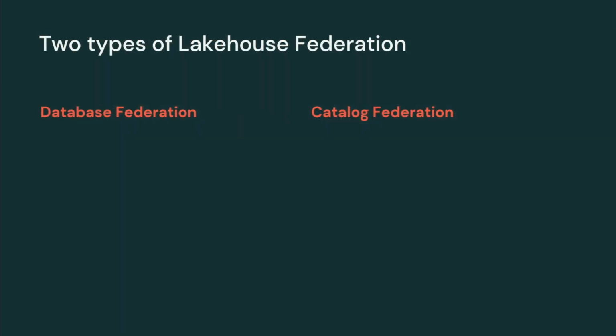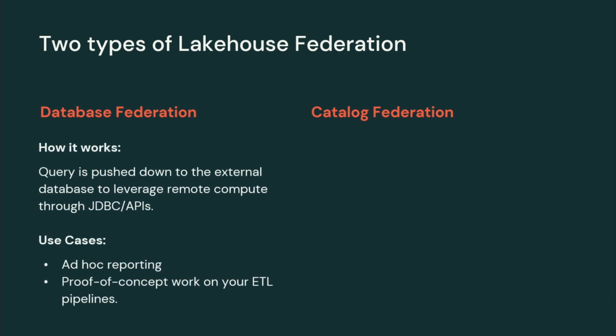So in the slide where I showed all the logos, you may have seen that there were databases and then there were catalogs that we federate to. And this is a slide that's just going to give you a brief overview on those two types of federation, because they actually work a little bit differently. So when we talk about connecting to databases, how it works under the hood is that the query is being pushed down to that external database to leverage the remote compute through JDBC or database native APIs. And we see a lot of use cases for customers, but most often they use database federation for ad hoc reporting, for things that they don't want to set up a pipeline for, maybe a one-off question. They also use it to conduct proof of concept work on their ETL pipelines so that you can validate things like joins and filters and transformations using live data from that external data source.